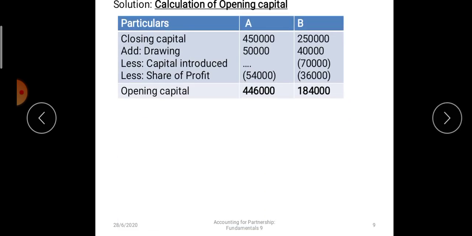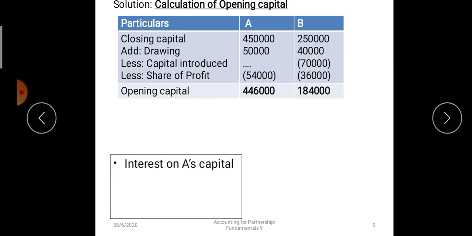Now first we have to calculate the opening capital. The formula is closing capital plus drawings minus additional capital minus share of profit. So 4,50,000 plus 50,000, 5 lakh, minus 54,000, it's 4,46,000. In case of A, the opening capital is 4,46,000. In case of B, closing capital was 2,50,000, drawings 40,000, additional capital 70,000, and 36,000 was the share of profit. They are sharing the profits 4:3. So opening capital is 1,84,000.